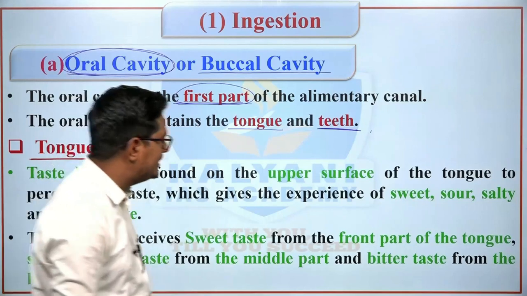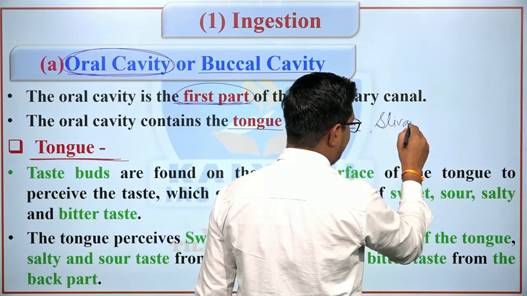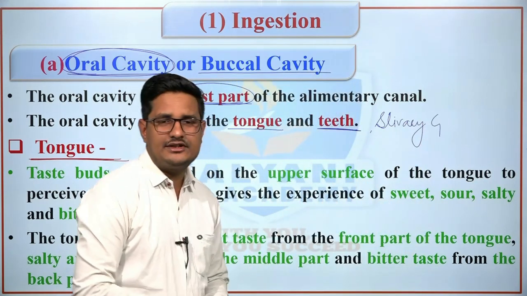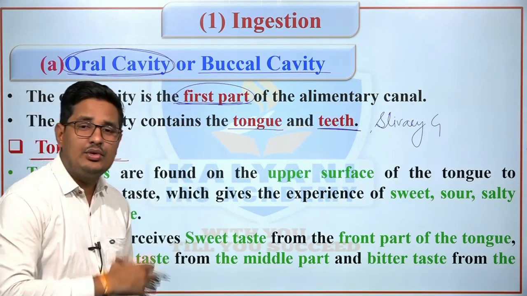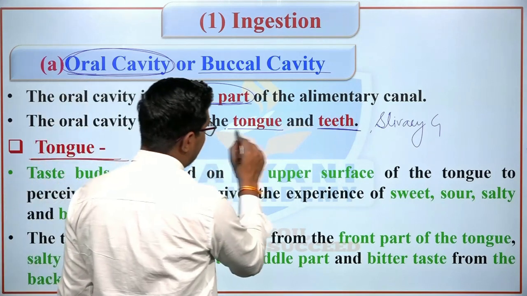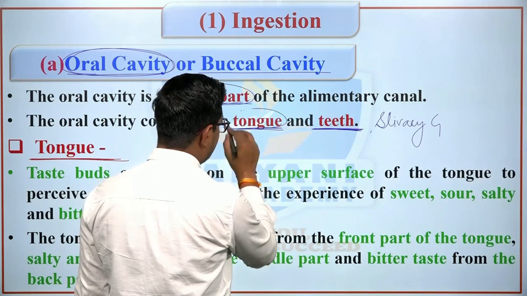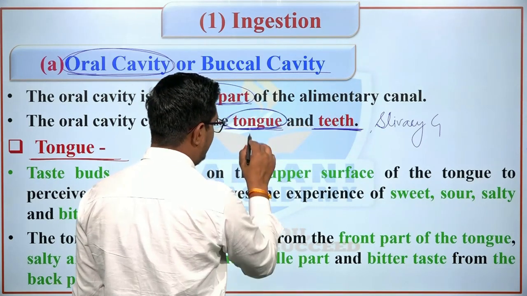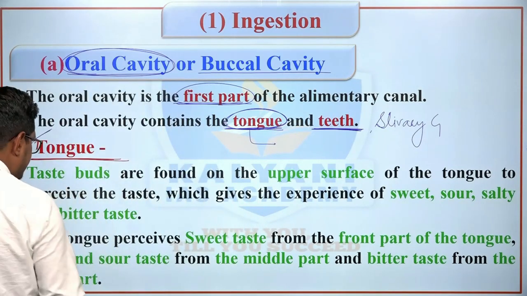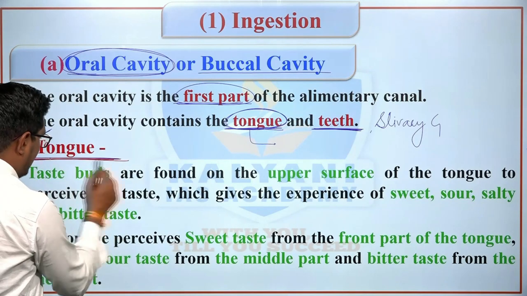So you have to study the three things here: tongue, teeth and salivary glands. The first part of the alimentary canal is known as the oral cavity or buccal cavity, and it contains the tongue as well as teeth and salivary glands, and these organs play an important role in the process of digestion. How? Let's study the tongue. The tongue is an organ, right?